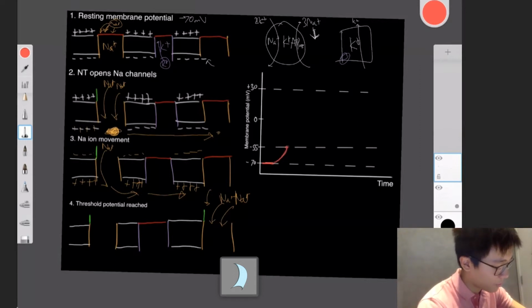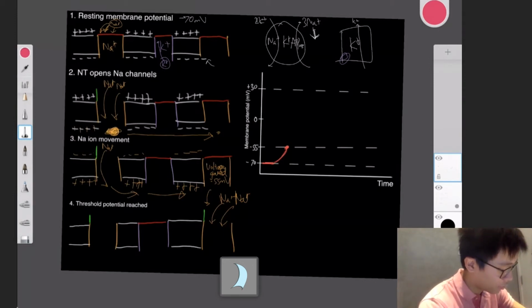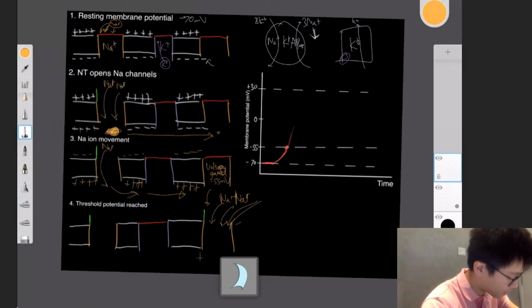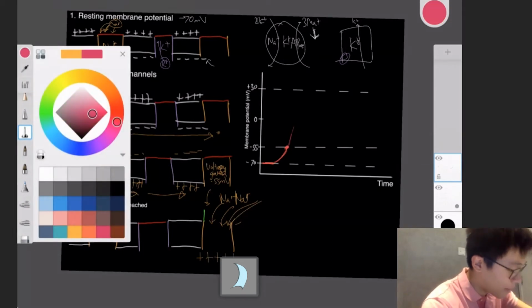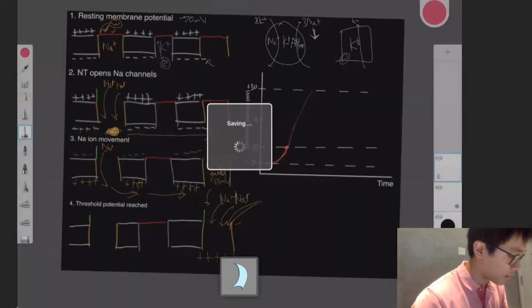Once it reaches this potential of negative 55, like I said earlier, because these sodium channels are voltage gated, they'll respond to this negative 55 millivolt threshold, what's called the threshold potential. This negative 55 will cause the voltage-gated sodium channels, which are highly concentrated on the axon membrane, to open, and that will cause further sodium ions, like seen here, to flood in and cause it to become very, very positive on the inside. So that will cause a rapid depolarization.